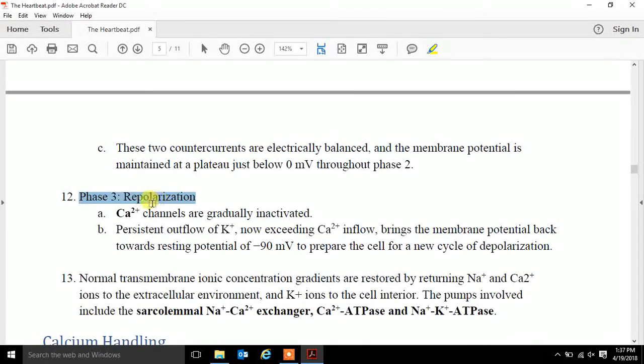Phase 3 is repolarization. So during this repolarization, when that slope is going down, calcium channels are gradually inactivated. So basically, we're turning these calcium channels off, preventing that movement of calcium. We've got a much more persistent outflow of potassium that's exceeding the calcium, so that's going to drive that membrane potential back down. That's that repolarization phase. So closing the calcium, persistent flow of the potassium that exceeds calcium brings that membrane potential back towards resting. Notice I didn't highlight the -90. You don't need to know that. It's back towards resting.